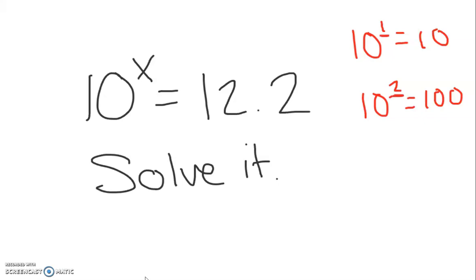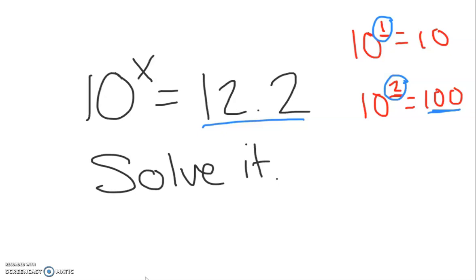To solve this, how the packet explained it to you was that you want to turn it back into a logarithmic function. Again, you can guess, and some of these on the quiz are multiple choice or fill in the blank or matching, so you can guess and check if it's there. But you know it's not 1 because that's too low. 10 to the first power would be 10 and 12.2 is bigger than 10. But you also know it's not 2 because that's way too big.